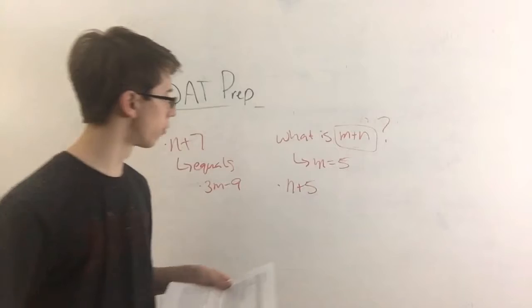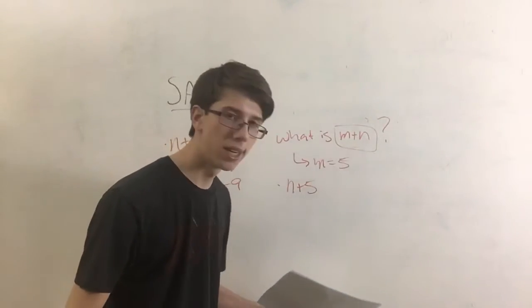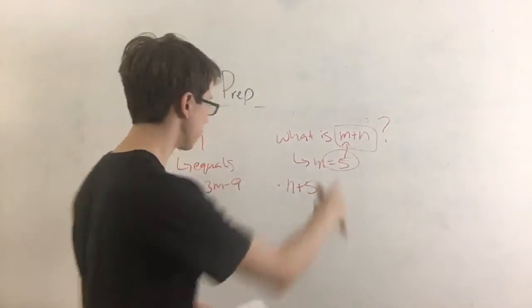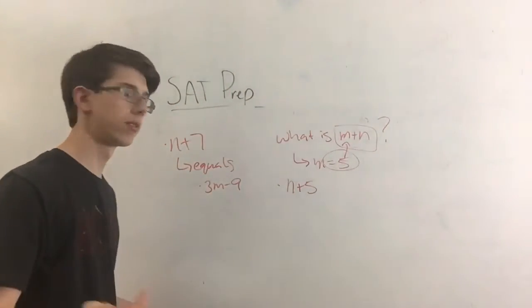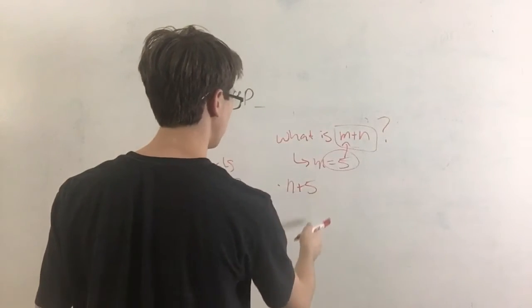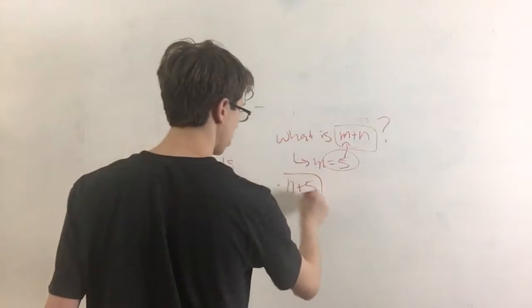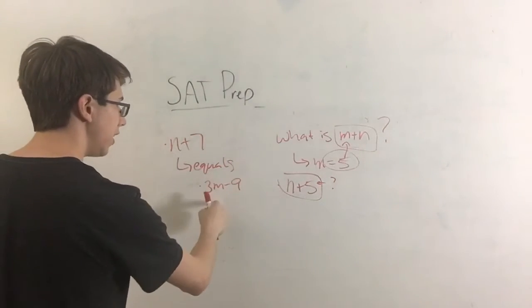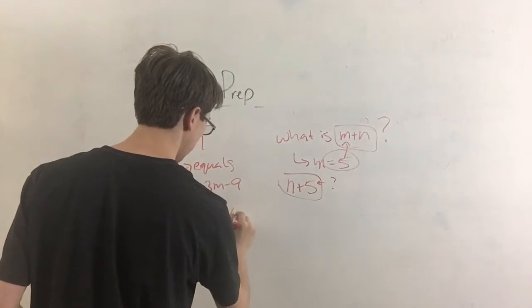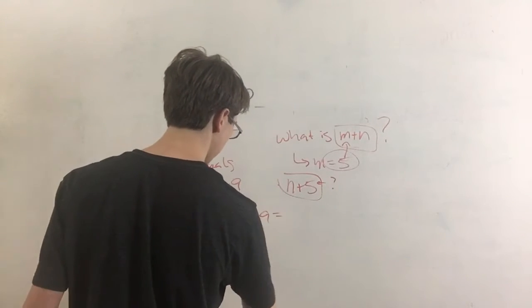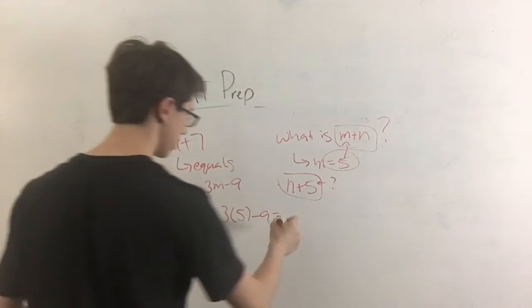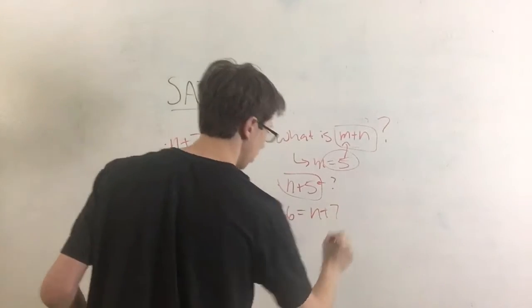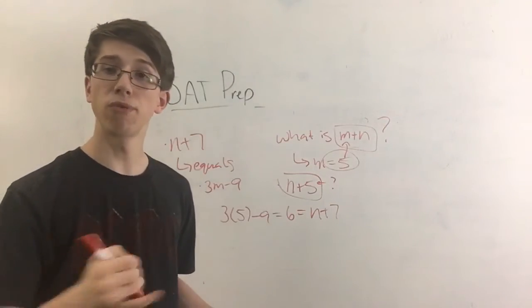So what are we trying to formulate? Well, we're just trying to solve n plus 5. We already know m is 5, so we can just plug that in. No calculating needed so far. There's no point in plugging it in here. So we're just trying to solve for n plus 5. What we can do is plug it in here too. 3 times 5 is 15, and 15 minus 9 is 6. And so we get that 6 is also equal to n plus 7. Now we're just trying to solve for n plus 5. So we're formulating before we calculate.